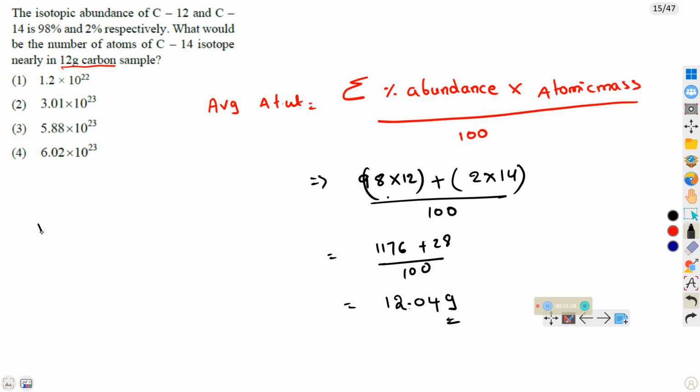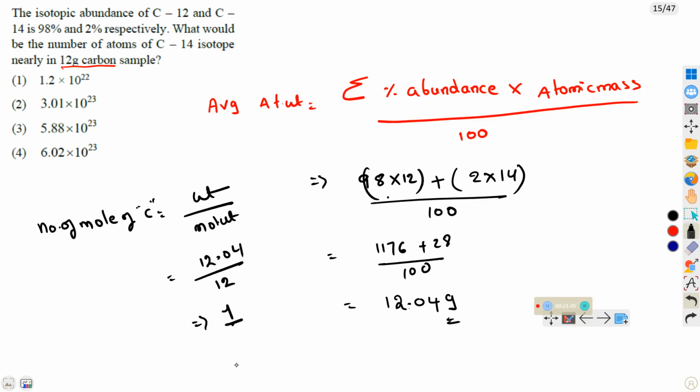So number of moles of carbon is equal to weight by molecular weight. 12.04 divided by 12, nearly 1. 1 mole of any substance contains 6.023 into 10 power 23 number of atoms. Fourth option correct.